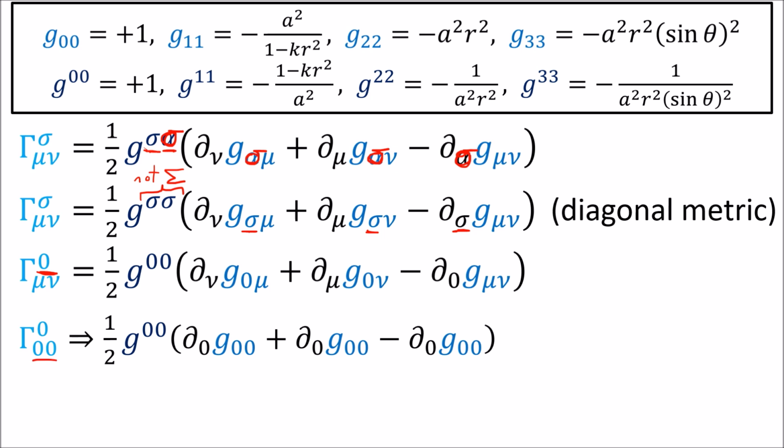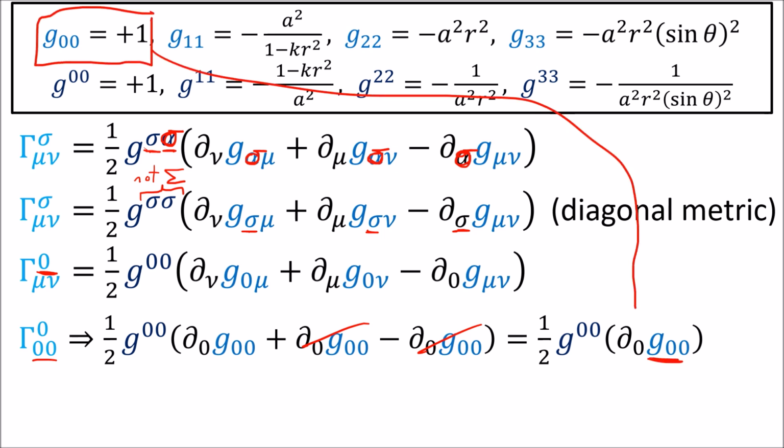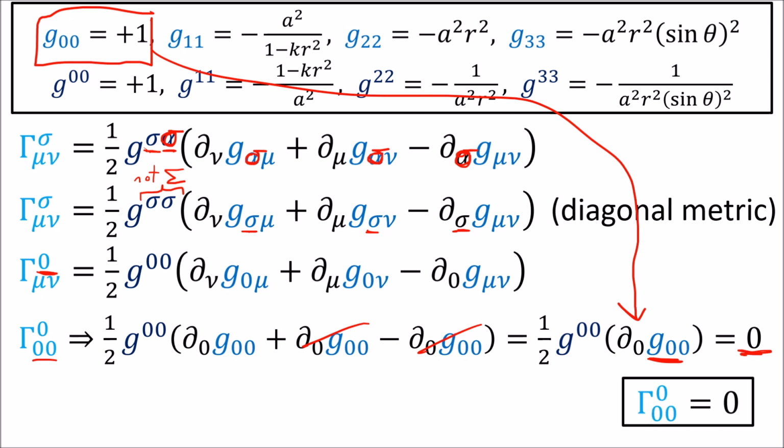For 0, 0 on the bottom, these two terms inside the brackets cancel. We're going to see a lot of canceling inside these brackets in this video, so I'm just going to do the canceling without saying anything out loud from now on. We're left with a derivative of g00. And since g00 is constant, it goes to 0.